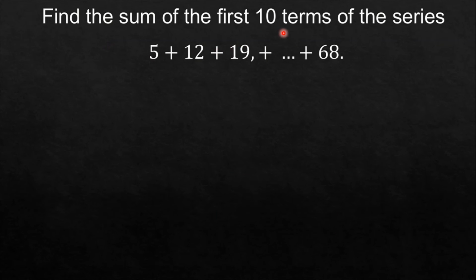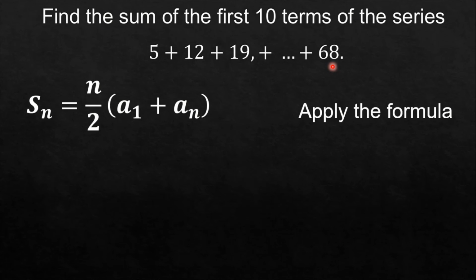Find the sum of the first 10 terms of the series. So, pag sinabing series, we are actually referring to the sum of the terms. Kaya may makikita kayong plus dyan. So, we have 5 plus 12 plus 19 plus ... 68. Okay? So, alin sa dalawang formula ang mas efficient na gamitin? So, the last term is identified. So, pwede natin gamitin yung first formula. And that is S sub n equals n over 2 times a sub 1 plus a sub n.